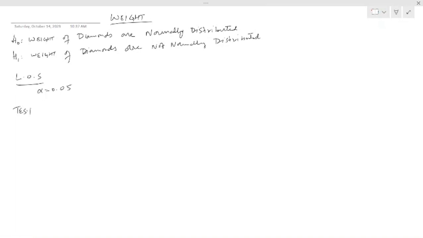Test statistic: we can simply mention KS and SW. There are two statistics that we are using, and both have the same results, as we have seen already. Now, in contrast to writing down the critical region, when we follow the p-value approach, we write down our decision rule or decision criterion.